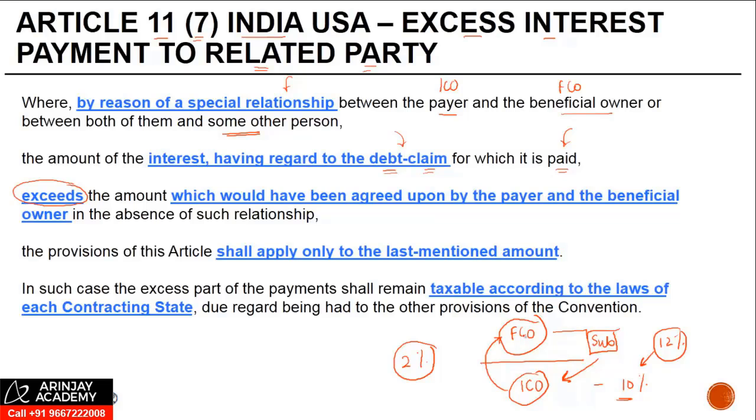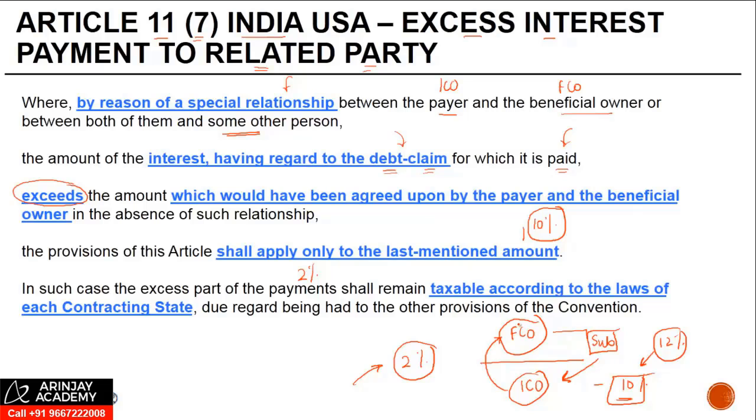If there was no special relationship, then the Indian company would have paid only 10%. The excess 2% is the subject matter of discussion here. The provisions of this article shall apply only to the last mentioned amount. So this provision will be applicable only to the arm's length interest of 10% and not 12%. In such a case, the excess part of the payment, which is the 2%, shall remain taxable according to the laws of each contracting state, due regard being had to the other provisions of this convention.